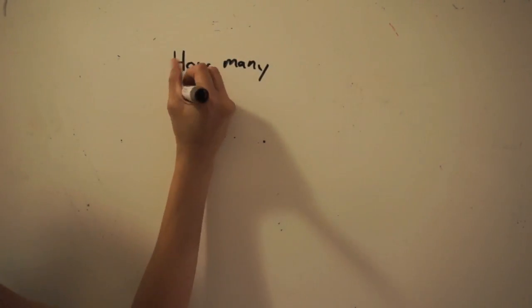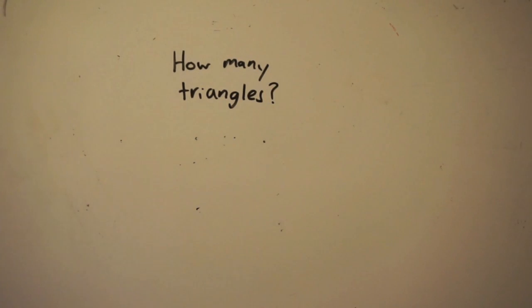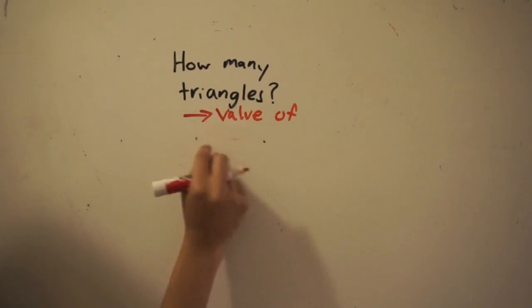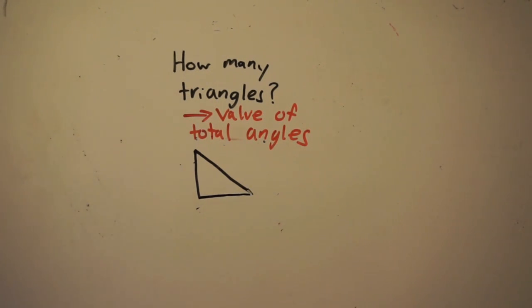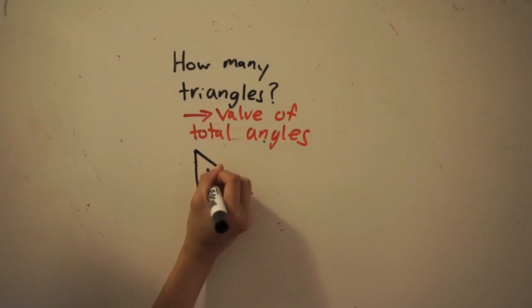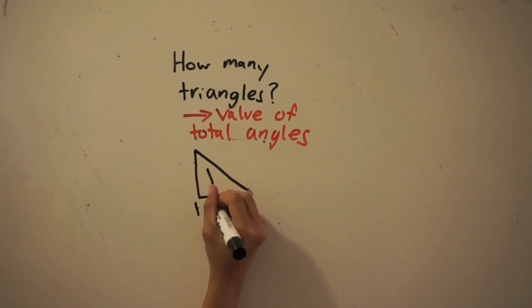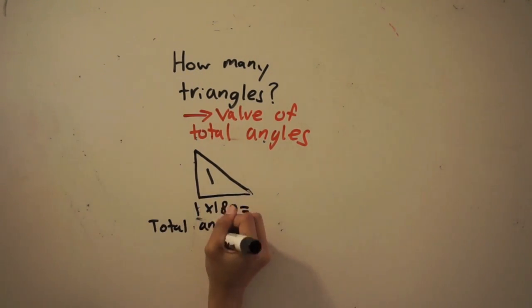Well, how many triangles are there in each shape? Because the number of triangles in each shape determines the value of total angle measure. For example, how many triangles can you fit in a triangle? 1. So you would do 1 times 180 to get the total angle measure.